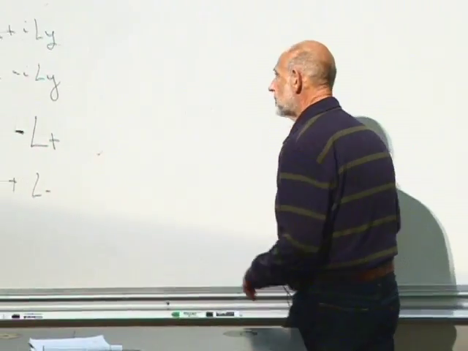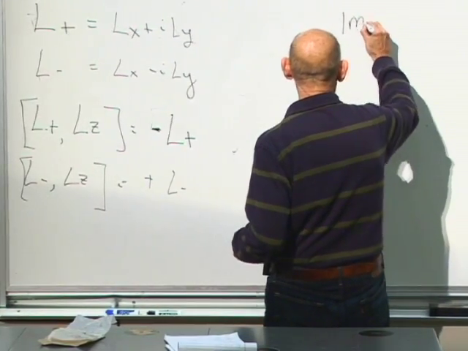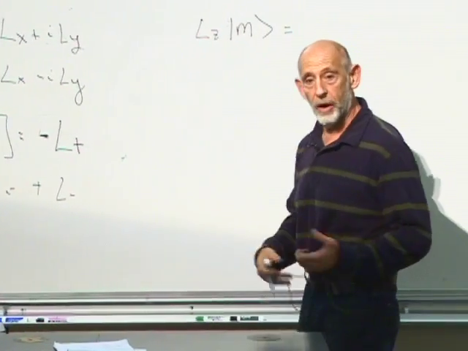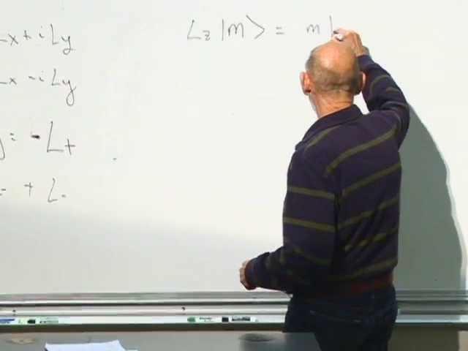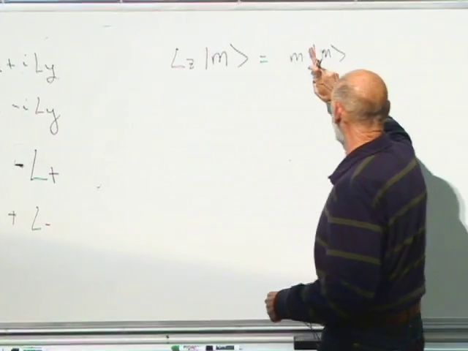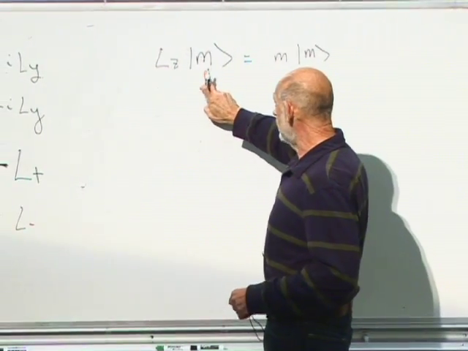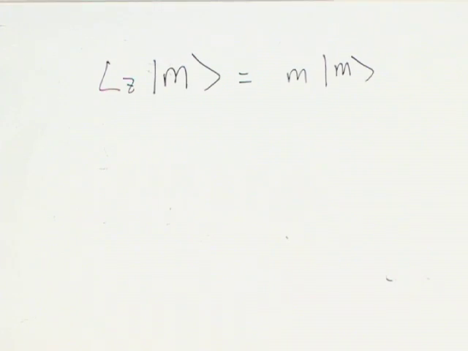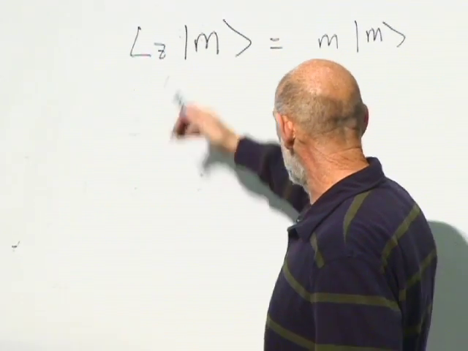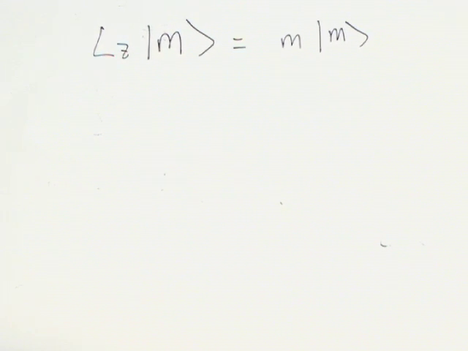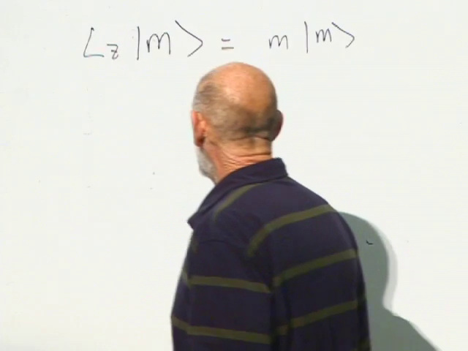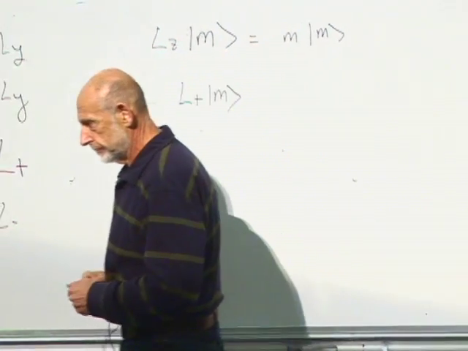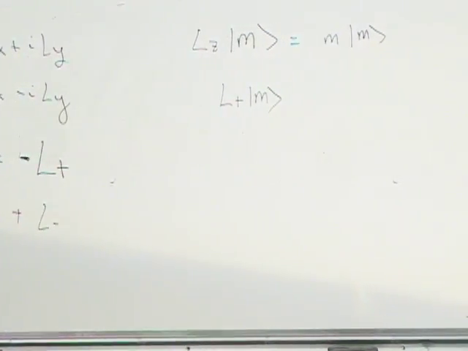Let's suppose we have a state, let's call it M, such that LZ acting on M is equal to little m on M. In other words, little m is an eigenvalue of LZ with eigenvector ket M. That's what it means to say that m is an eigenvalue, and we know what that means. Been through this a number of times. Okay, what we want to prove is that if you act with L plus on M, that's a new vector. Let's put a red box around it.